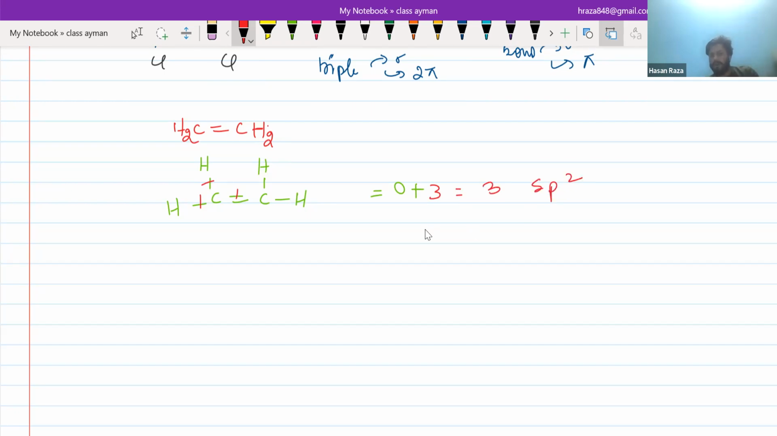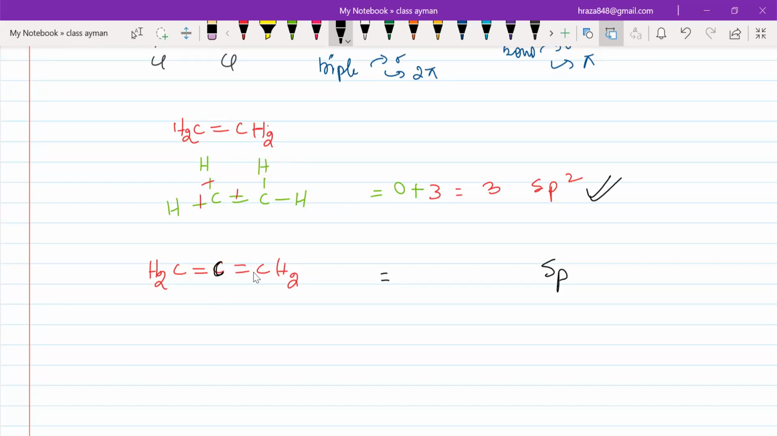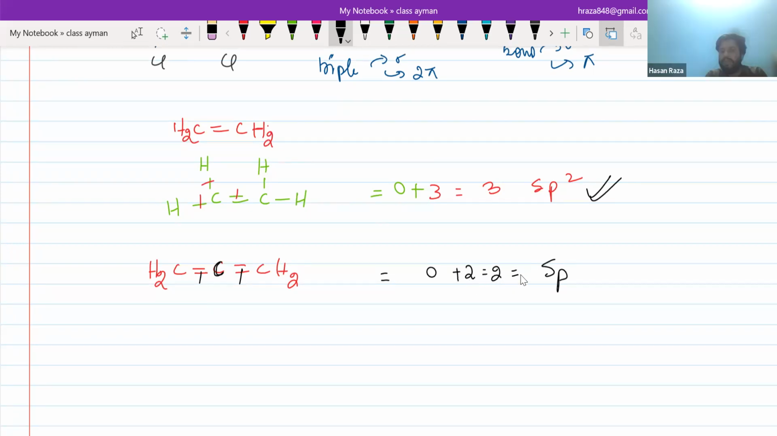So whenever carbon makes a single bond, that means sp2. And if a carbon is making only one double bond, that will have a hybridization sp2. But if a carbon is making two double bonds, the hybridization will be sp. See how we are talking about this carbon: how many lone pairs does it have? Zero. How many sigma bonds? One plus one, that will be two. So the sum is two, that means sp.